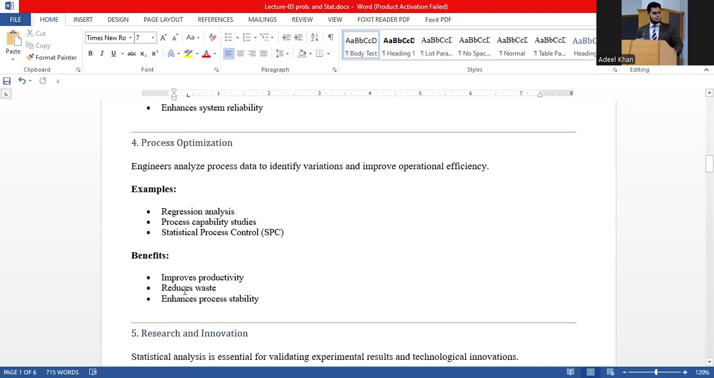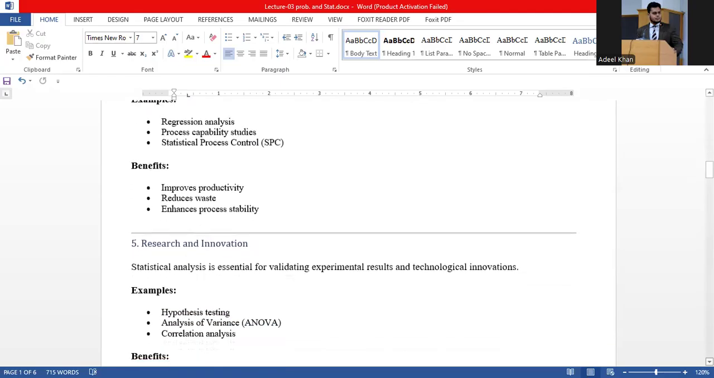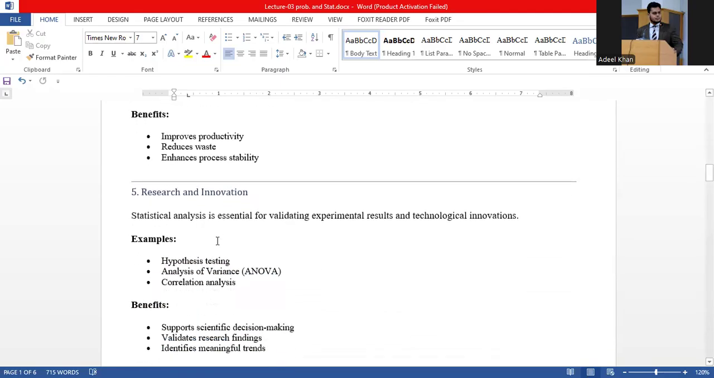Benefits for this: it improves productivity, reduces waste, and enhances process stability. Further, research and innovation: statistical analysis is essential for validating experimental results and technological innovations. Examples are hypothesis testing, analysis of variance, and correlation analysis.